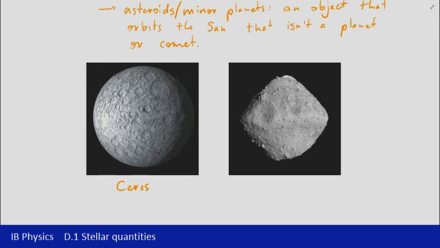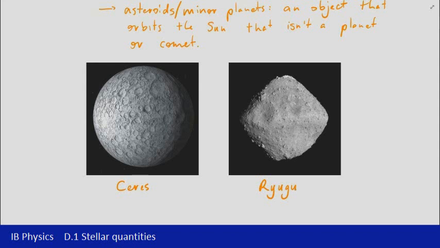The one on the right is, I'm not sure if I'm going to pronounce this correctly, but I'll give it a go, Ryugu. It's an asteroid that the Japanese recently landed on just earlier this year. That's only 870 metres across, so you can see that it's quite small in comparison to Ceres, which is about a quarter of the size of our moon. So Ryugu, only about 870 metres across, is a fair bit smaller.